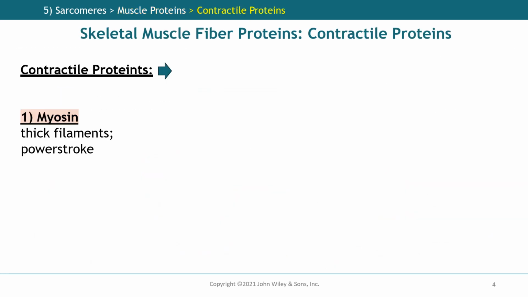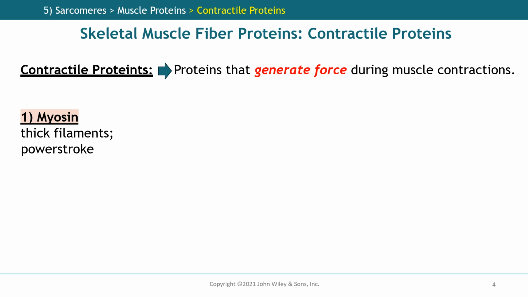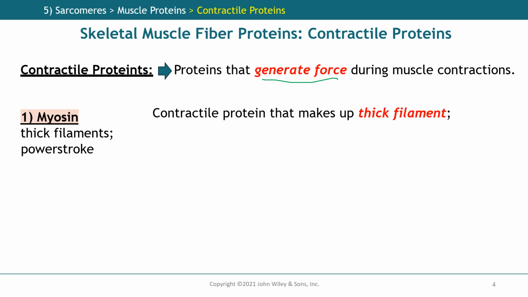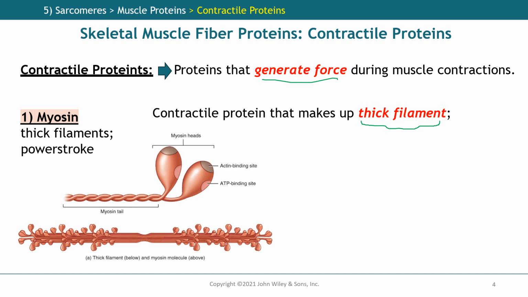So let's start with the contractile proteins, and the contractile proteins are the ones that are in charge of generating force during muscle contraction. And there are 2 types, myosin, which is the first one, and actin, and I will keep repeating this. Myosin is the one that is in the thick filaments. So now let's go and see in more detail this schematic of your textbook.